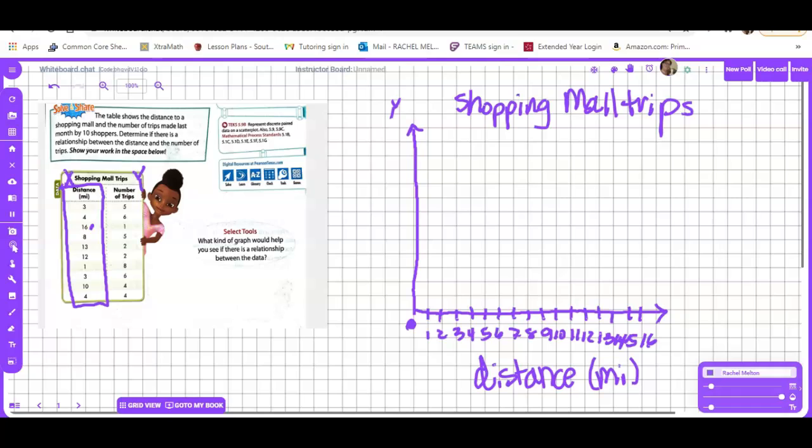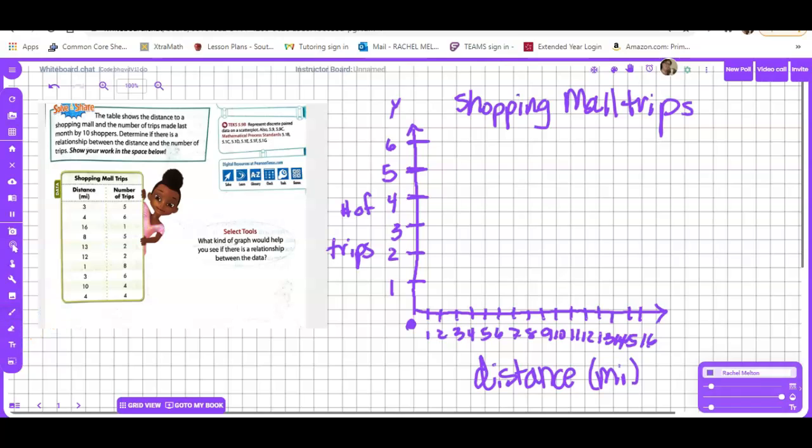Now I do the same thing over here for my Y. Number of trips is my label. It looks like the biggest one is 6. I'm going to make these tick marks a little bit wider. So this would be my 1, 2, 3, 4, 5, and 6. Now that I've done that, I need to plot them, which just means put them on the graph.